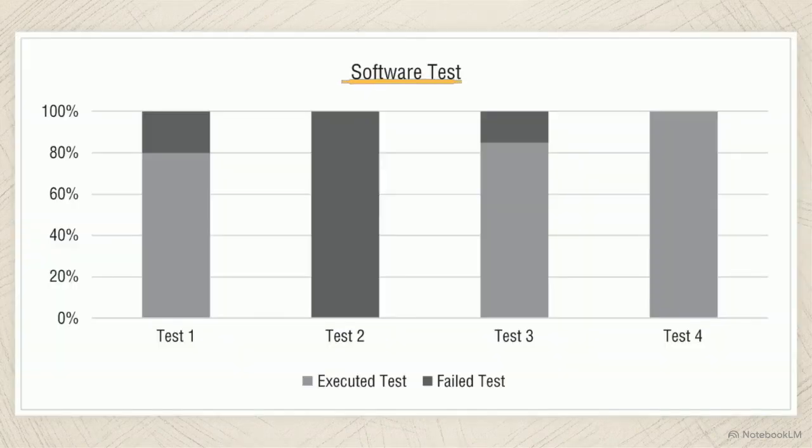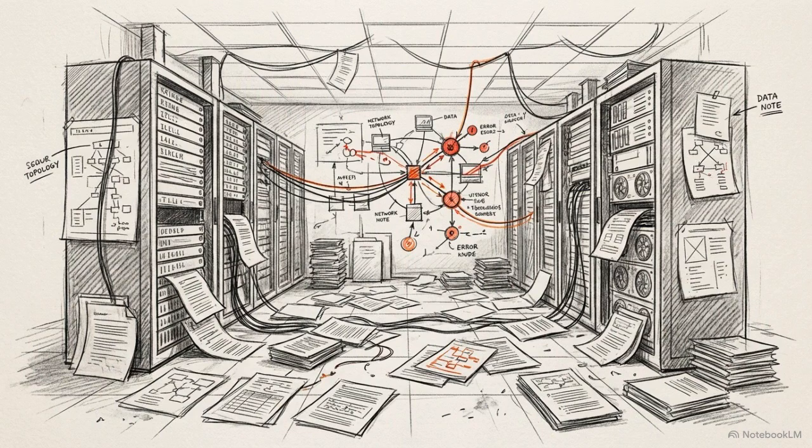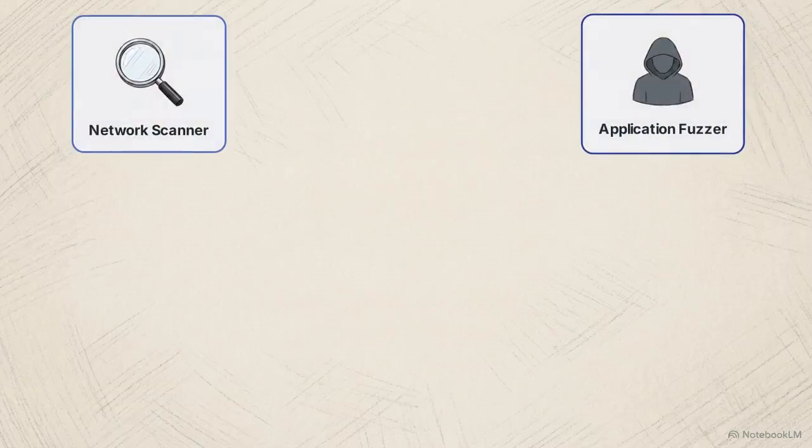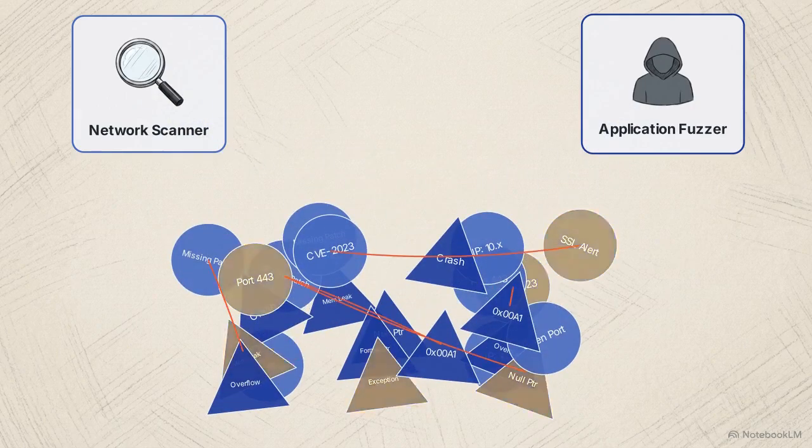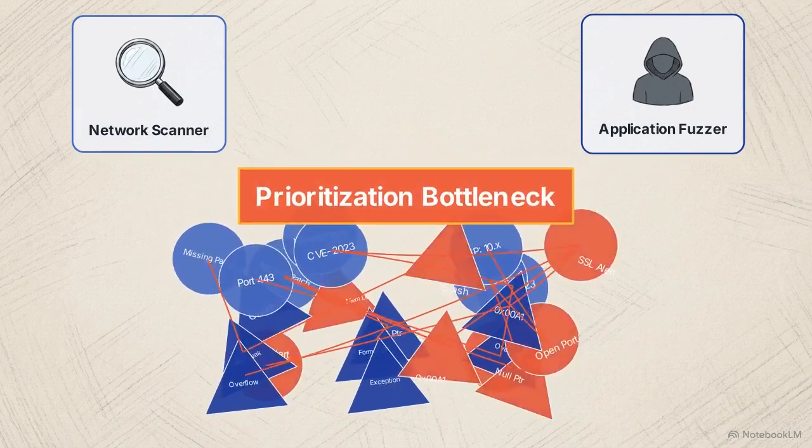This stacked bar chart visualizes a software testing cycle's completion rates. While tests 2 and 4 executed flawlessly, tests 1 and 3 contain dark gray blocks. These segments represent functional flaws in the software, requiring direct remediation. A major technical hurdle in this phase is making sense of the telemetry. A network scanner and an application fuzzer generate completely different output formats, making it difficult to prioritize the patching process.